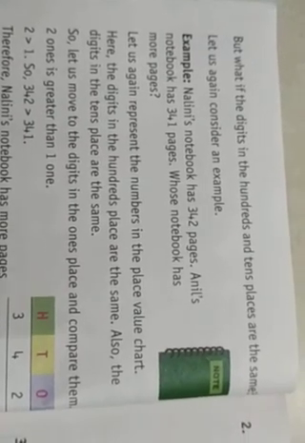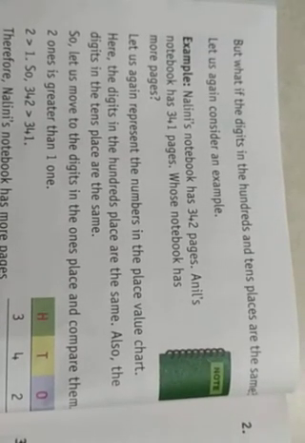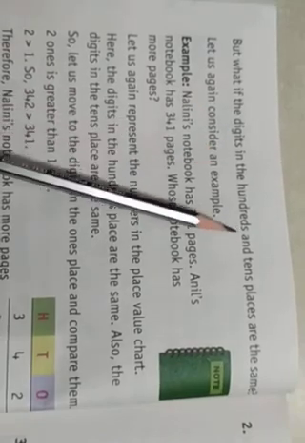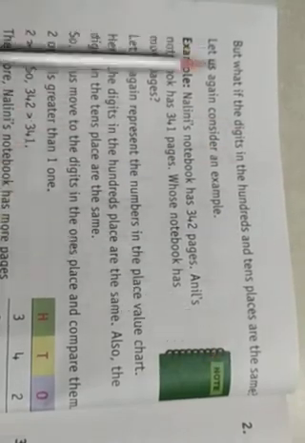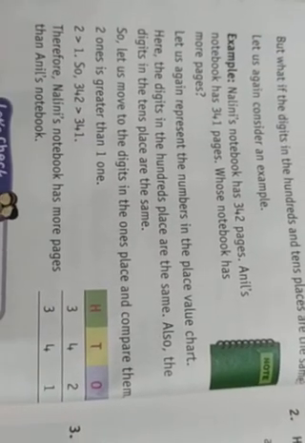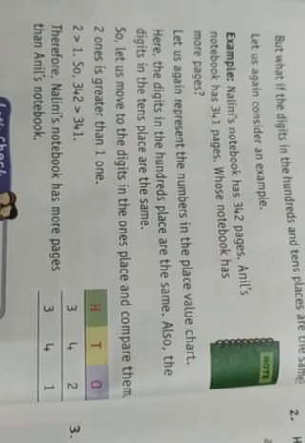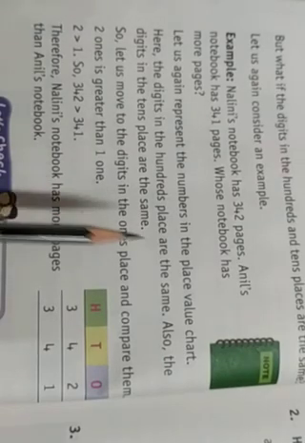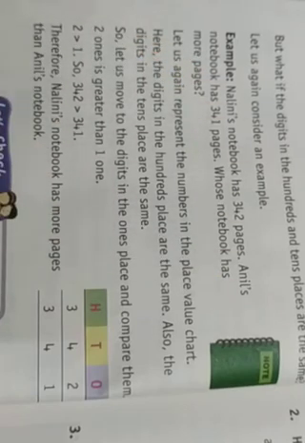Very interesting, right? But what if the digits in the 100 place and the 10 place are the same? Let us consider an example. Nalini's notebook has 342 pages. Anil's notebook is having 341 pages. As I told you, one number is more than the previous number. The number which is having more is called the greater number.